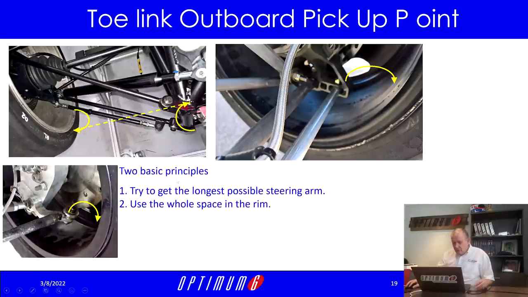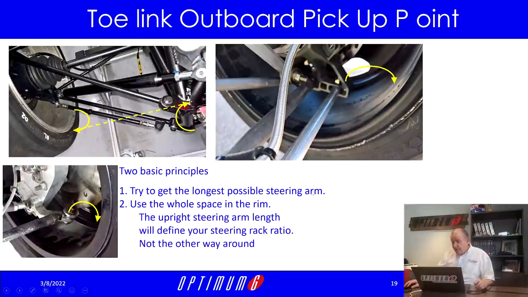Two basic principles. Try to always have the longest possible steering arm. If you look at any good race car, they always use the maximum space that they have in the rim. And the upright steering arm will define your steering rack ratio, not the other way around. So it's only when you have your tire model, you know the forces and moments acting on your tire, and you have decided the steering arm length, that you can decide what steering rack ratio, what steering rack, you want to manufacture or buy. And always have the toe link perpendicular to the longitudinal axis of the car.